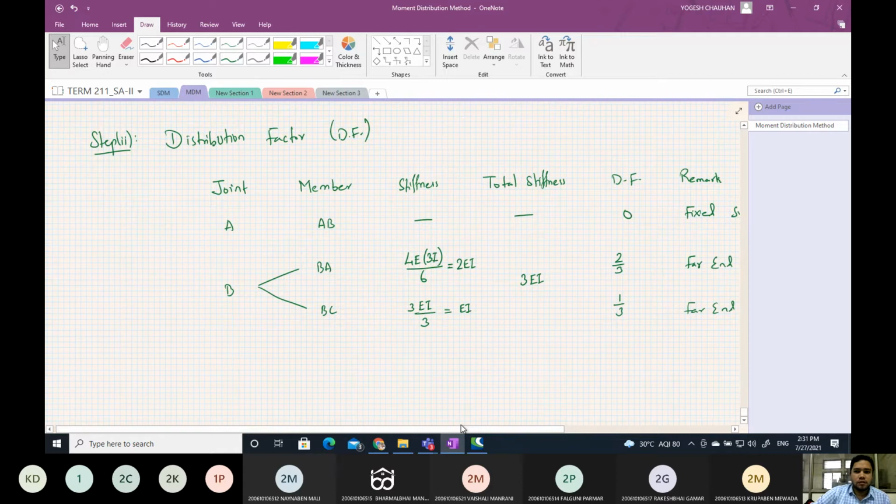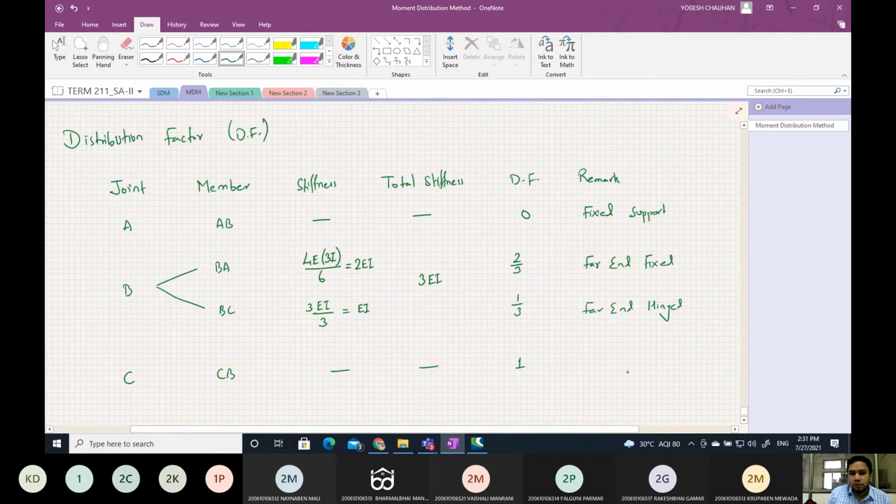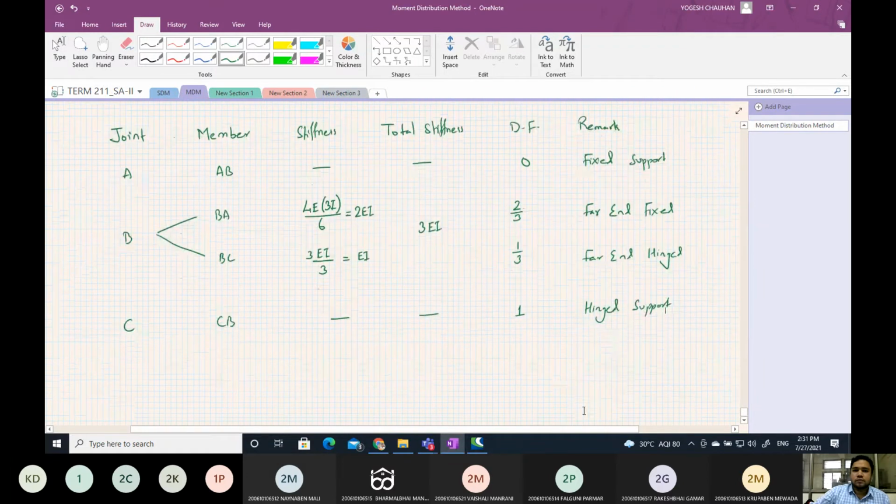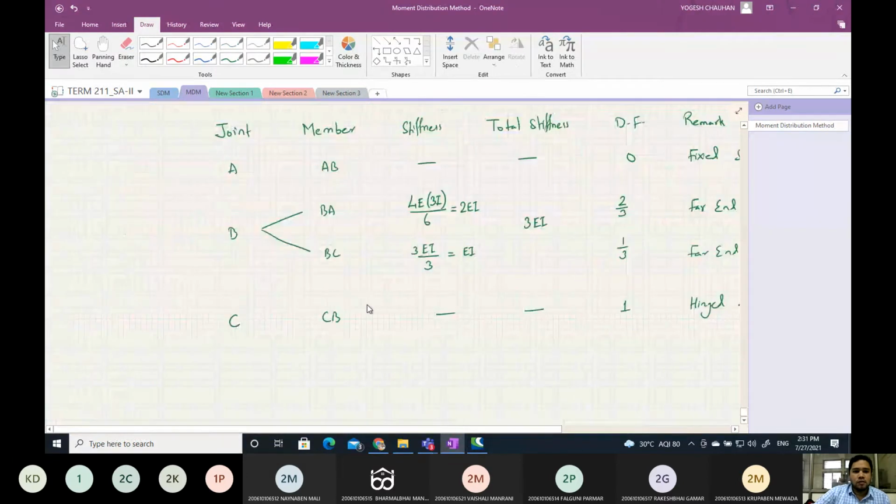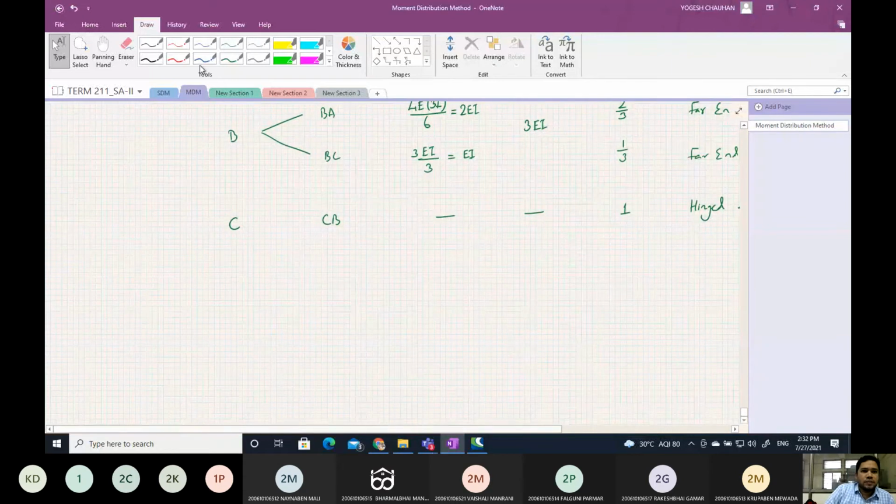Okay, so we have the distribution factors, and for joint C, it is connected to CB, and the distribution factor will be 1 because it is a hinge support. So now we move to next step, that is moment distribution.